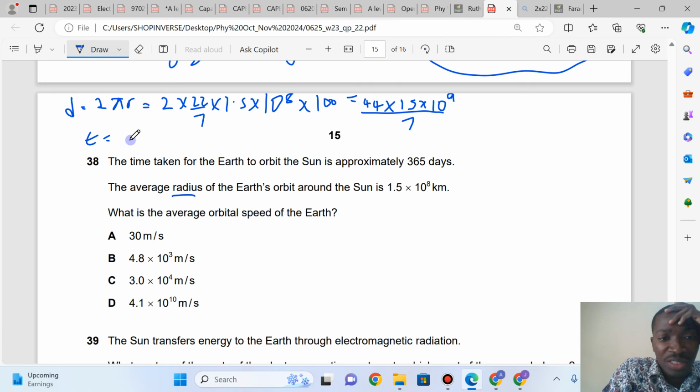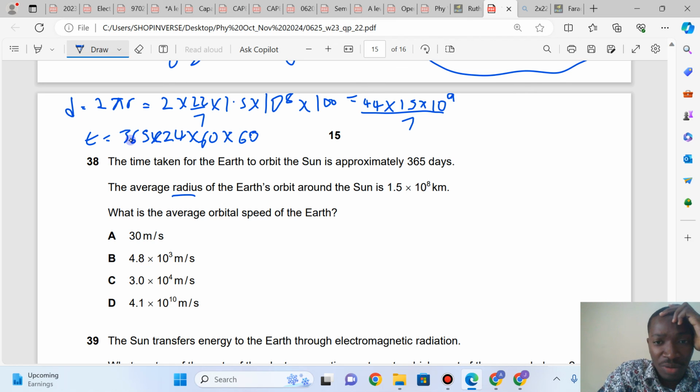What about the time? Time is 365 days. Convert days to hours, you multiply by 24. Convert hours to minutes, you multiply by 60. Convert minutes to seconds, you multiply by another 60.